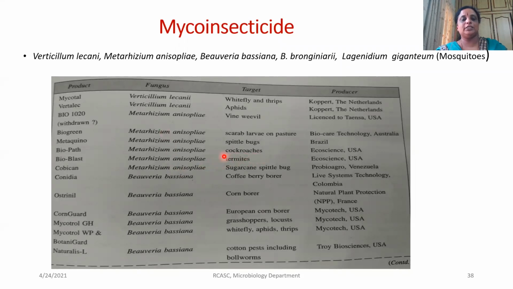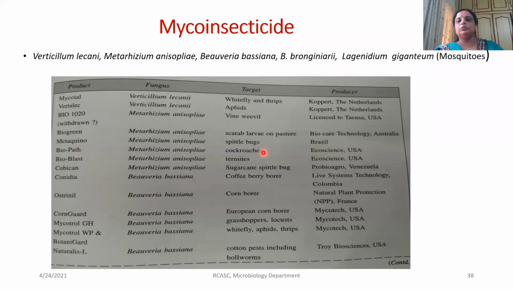One interesting thing is even cockroaches can be controlled using Metarhizium and Isaria species. This is one of the species which has been traded or marketed. The product is called Biopath. It has an ability of destroying these cockroaches. Likewise, as I was mentioning in my previous classes also, I think not much work has happened with respect to the control of mosquitoes.